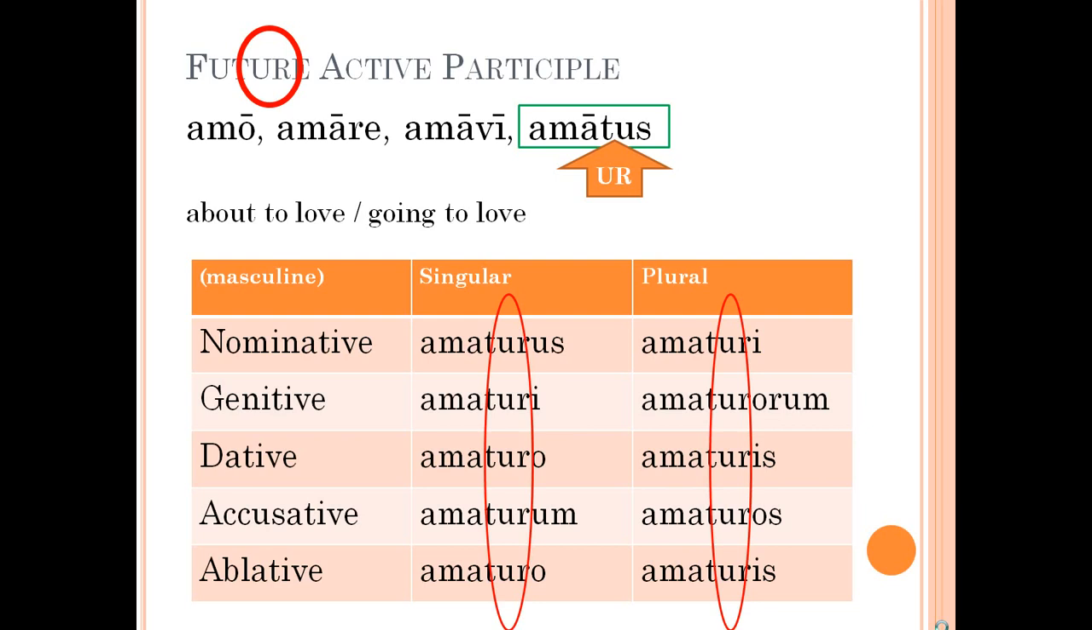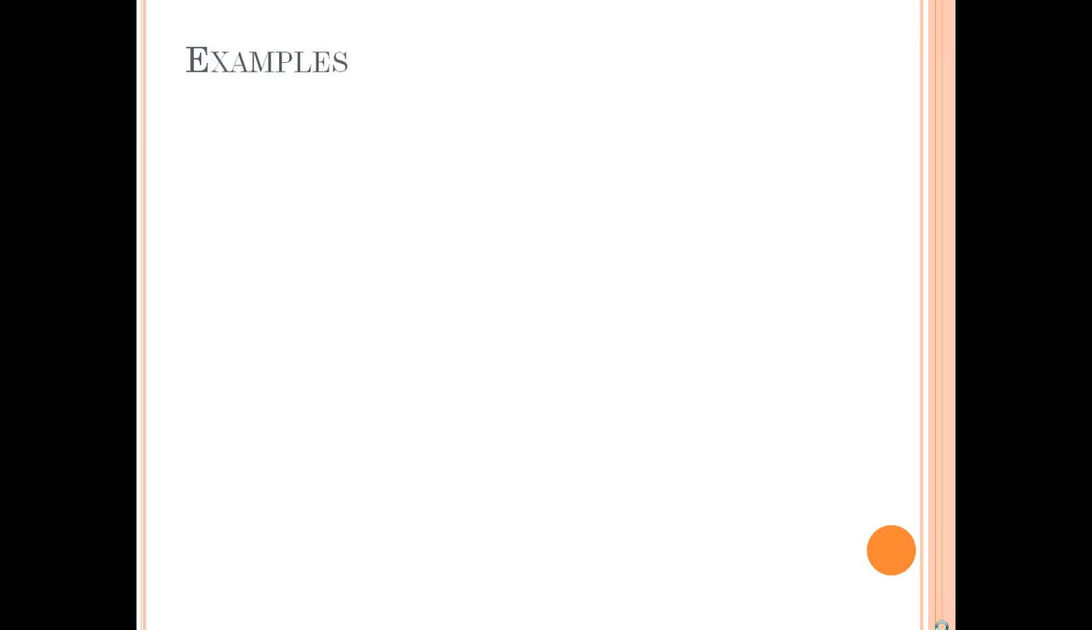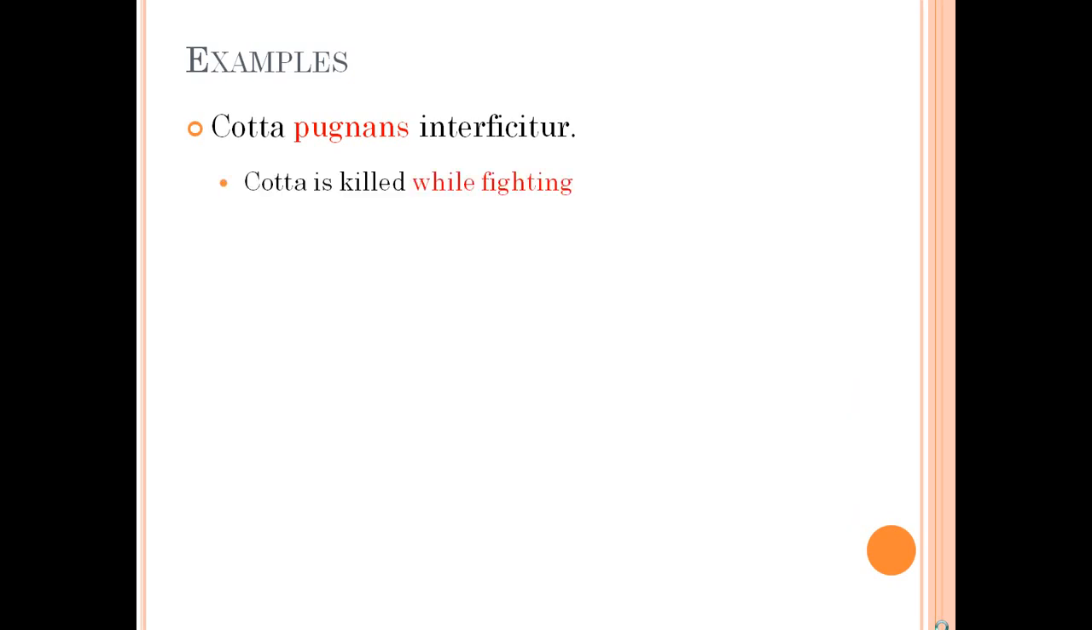So there's a lot of different things you can do with participles. You can make infinitives, you can make purpose clauses with gerundives. There's lots of different things. That's just basically the participles themselves with no extra things added onto them. So let's look at some examples of each kind. "Quota pugnans interficitur." Pugnans has the -ns, which tells us it's a present active participle. So "Quota is killed while fighting." We say "Quota, fighting, is killed."